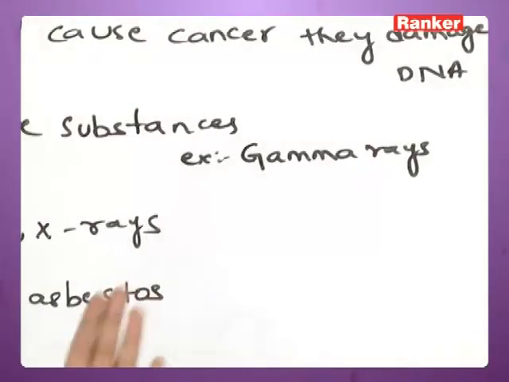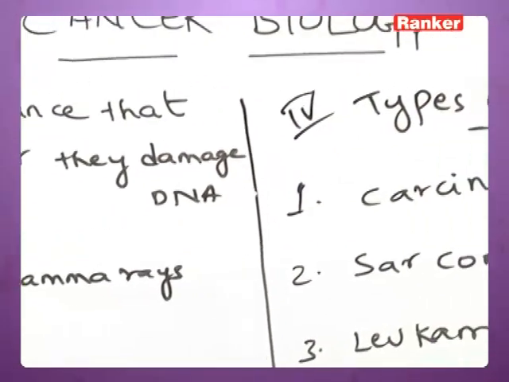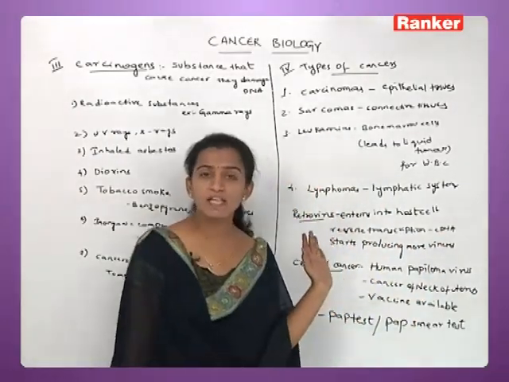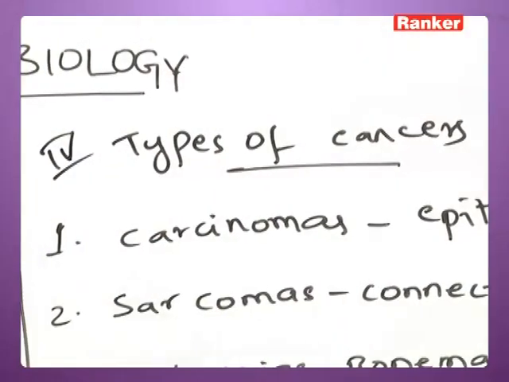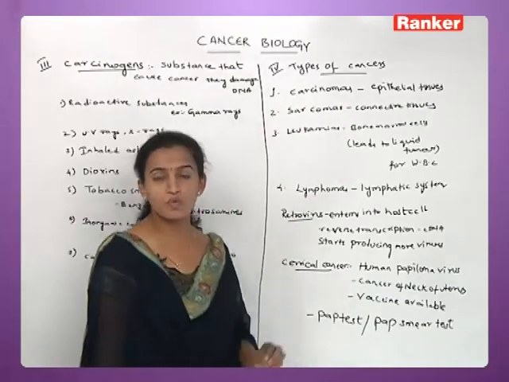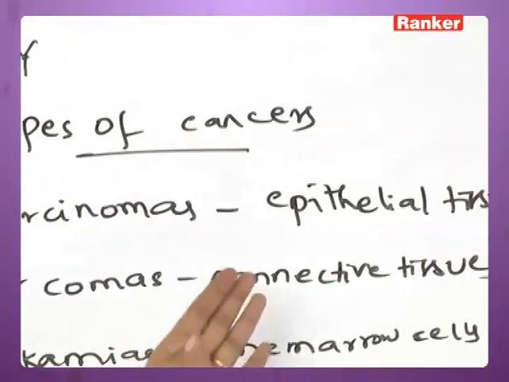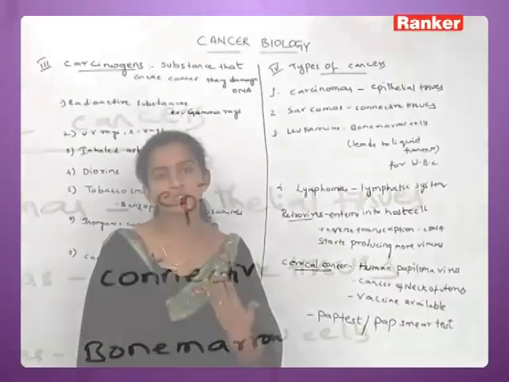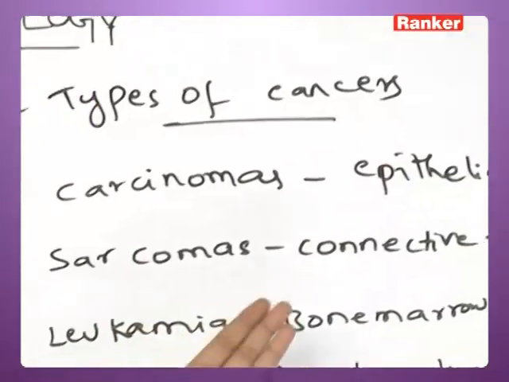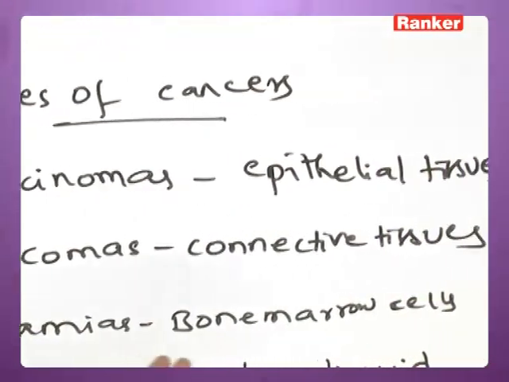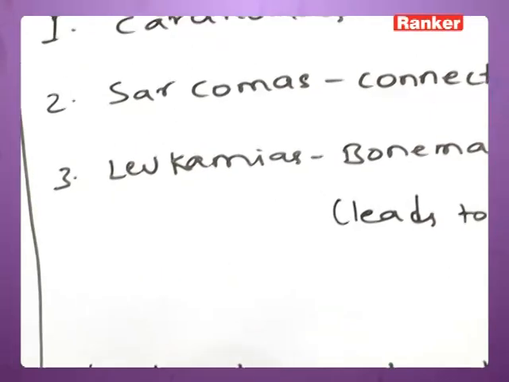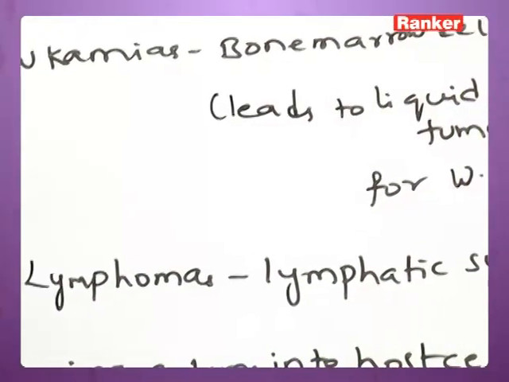So now, coming to the types of cancer, you have seen what causes cancers, and here you can see the types of cancers. You have different sorts of cancers present in your body. Carcinomas form in epithelial tissue, which is present all over your body. Sarcomas are in connective tissues. Leukemias are of the bone marrow or liquid tumor, which causes WBC cancer, and lymphomas are cancers of the lymphatic system.